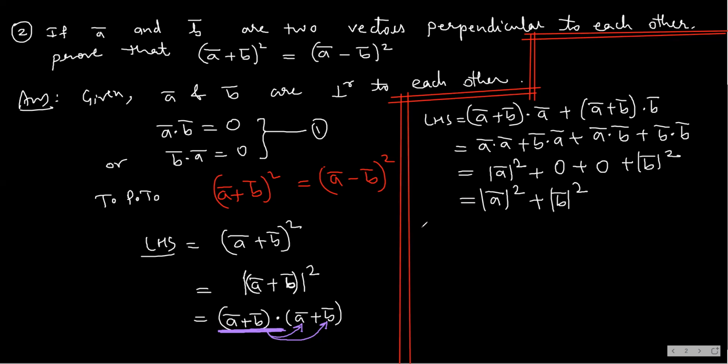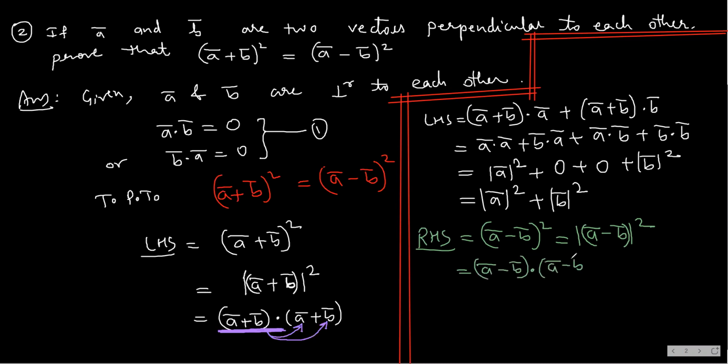Now go for RHS. I will work on RHS. So I write RHS is a bar minus b bar square. I know this is nothing but mod of a bar minus b bar square. Further, mod of any vector square is nothing but vector dot same vector. So the next step is a bar minus b bar dot a bar minus b bar. Now the distribution of dot over difference. I will distribute this vector dot over the difference.